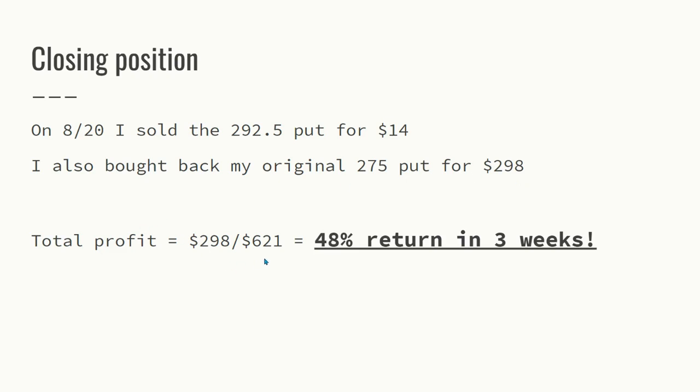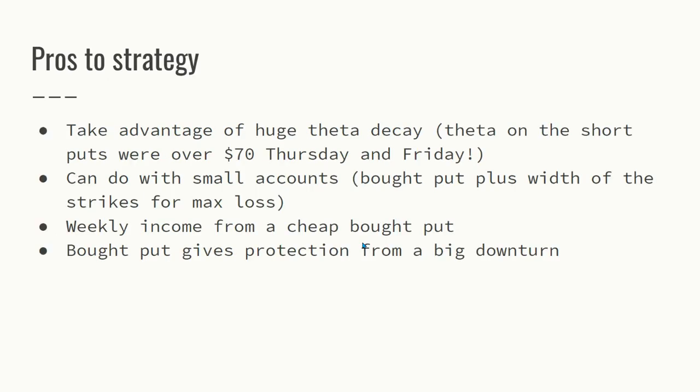I had to put up $621 in 3 weeks. That was a 48% return on my money in just 3 weeks. And Microsoft did increase a bit at the time, but it didn't increase by 48%, nowhere near that. I did have to hold a little bit of extra money in my brokerage account because you have to hold the width of the strikes for a possible max loss scenario.